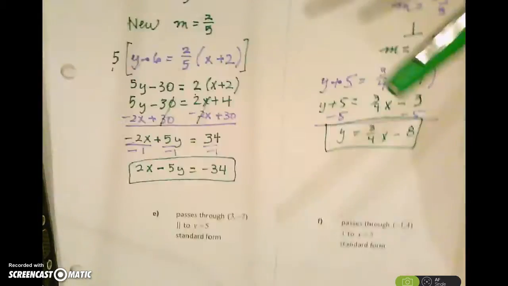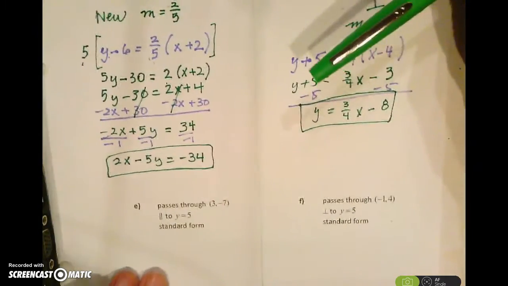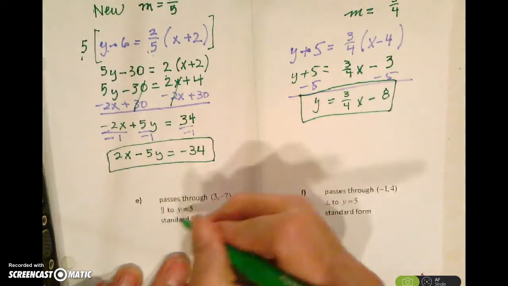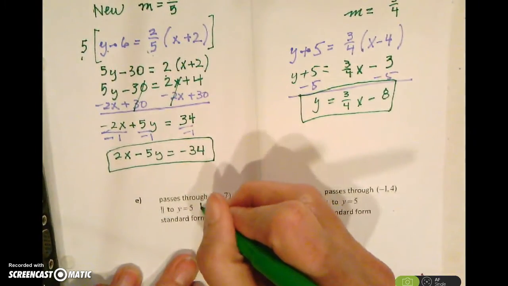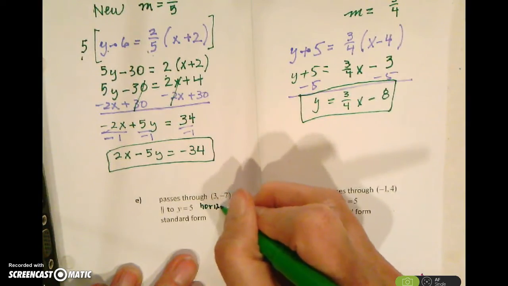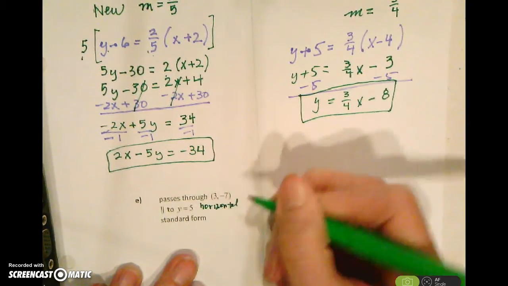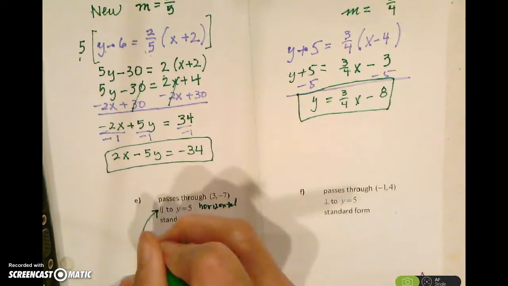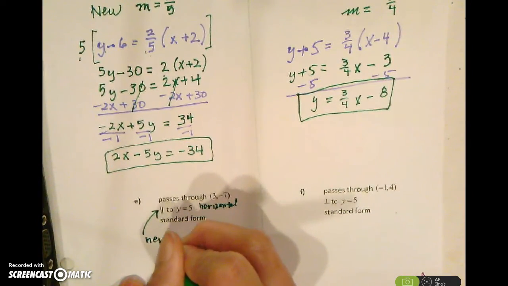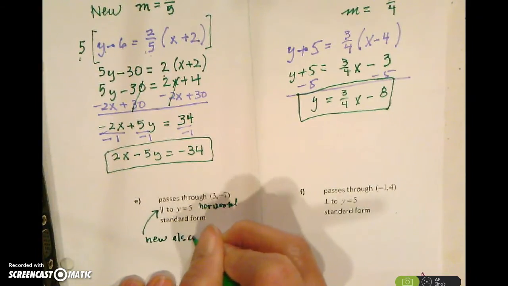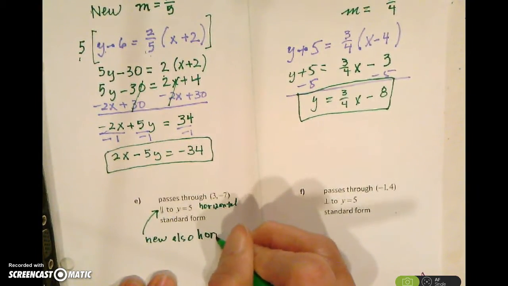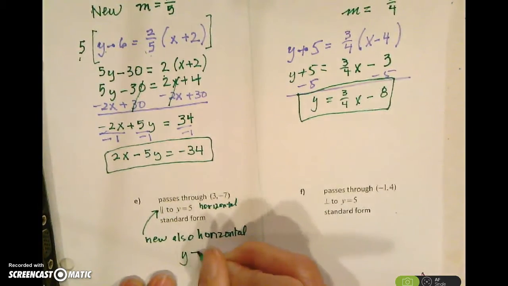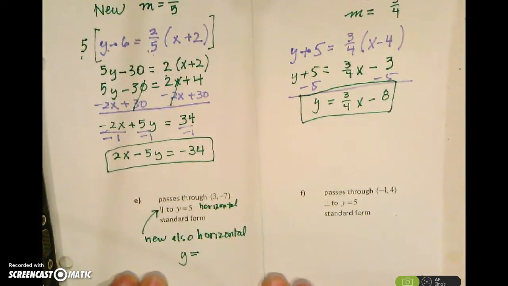All right, so let's take a look at those last two, E and F. Passes through the point (3, -7). It's parallel to y is equal to 5. Well, y equals 5 is a horizontal line. So what we want then is our new line that is parallel to it. So our new line is also going to be horizontal. So it needs to be exactly the same as this, y equals 5. So it's going to be y equals what?